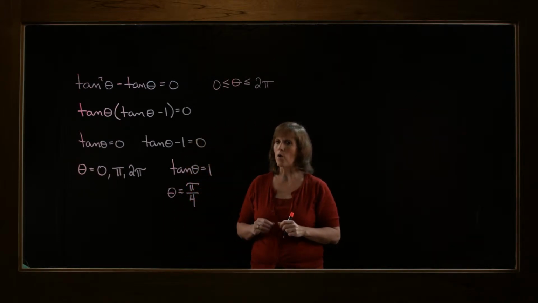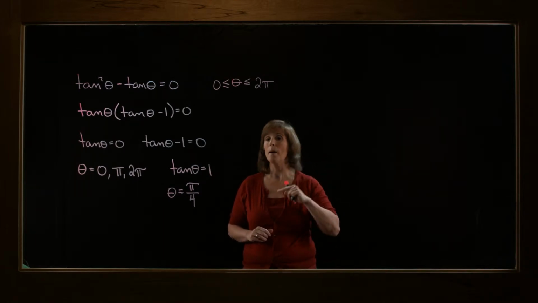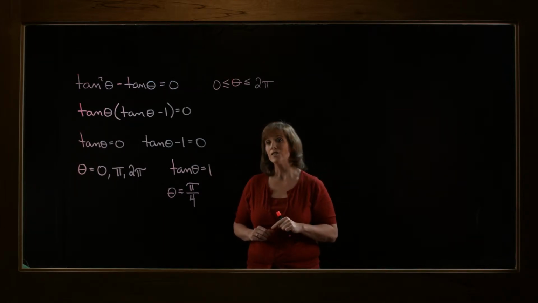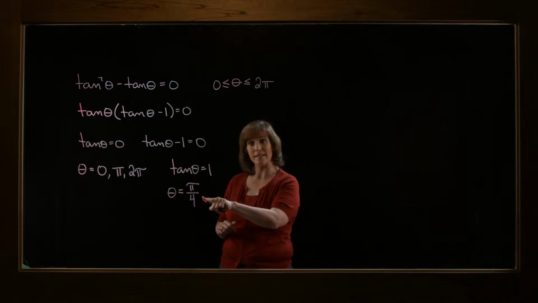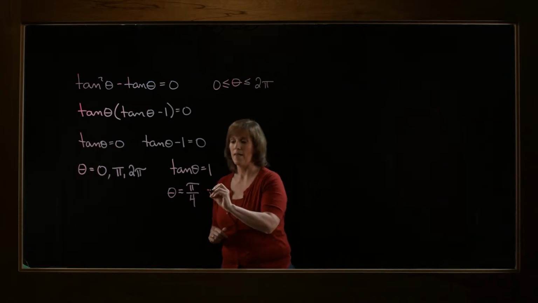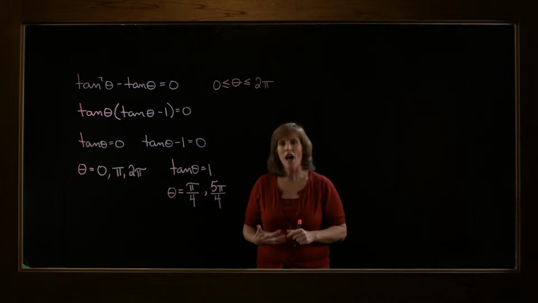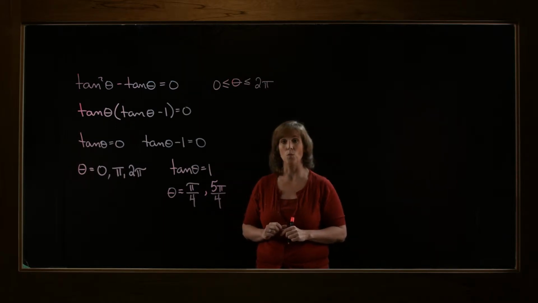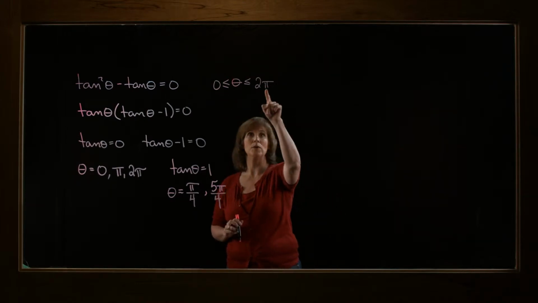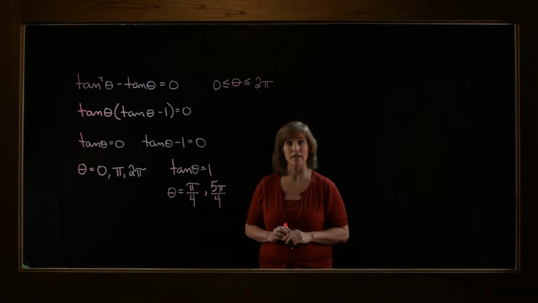Now remember, what quadrants is the tangent positive in? It's positive in the first quadrant, but also the third quadrant. So I'd like to find an angle that's in the third quadrant whose reference angle is pi over 4. That's going to be the angle 5 pi over 4. And again, there are a lot of other answers to the question, when is the tangent of theta equal to 1? But if I'm only looking between 0 and 2 pi, these are the only two that fit that criteria.